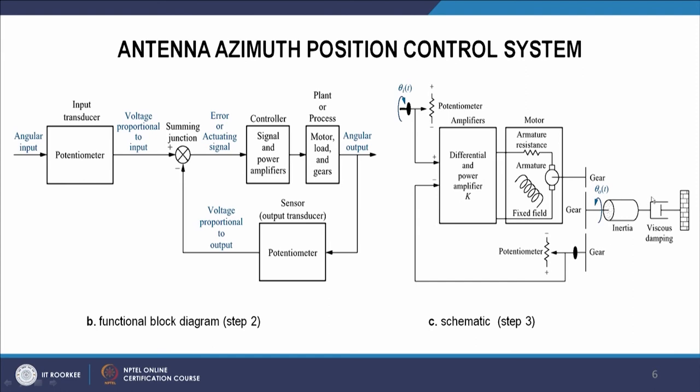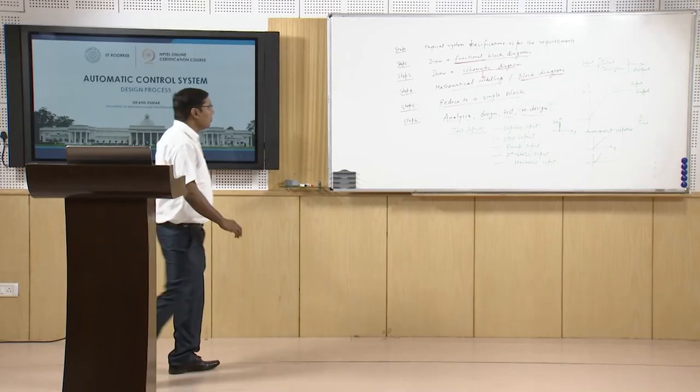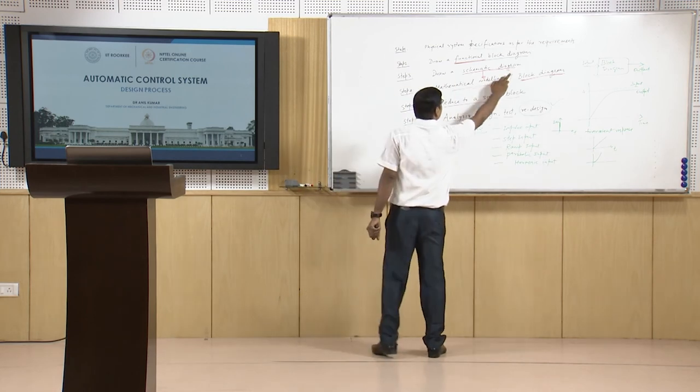Then inertia and damping. You see the antenna will have certain inertia because we are going to rotate it to position the antenna, and there is some friction, and this friction is represented as viscous damping, an equivalent viscous damper. Again this gear is connected to the gear through the potentiometer, giving feedback on how much angle the system has actually rotated. So this is step number 3. We have got the schematic.